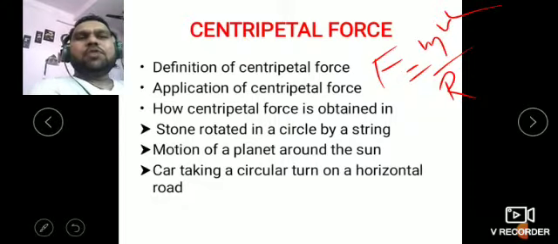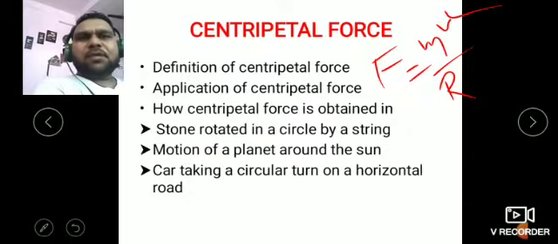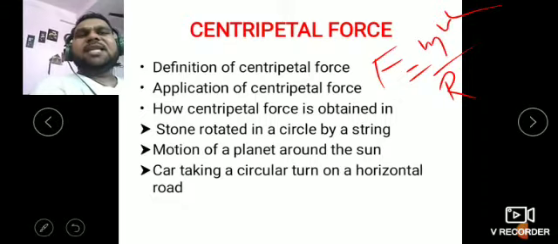How will the centripetal force be obtained in these three cases? Case number one, a stone rotated in a circle by a string. From where will we get the centripetal force? We will get the centripetal force from the tension in the string. Tension is a restoring force in a string. It will provide the necessary centripetal force in case a stone is rotated in a circle by a string.